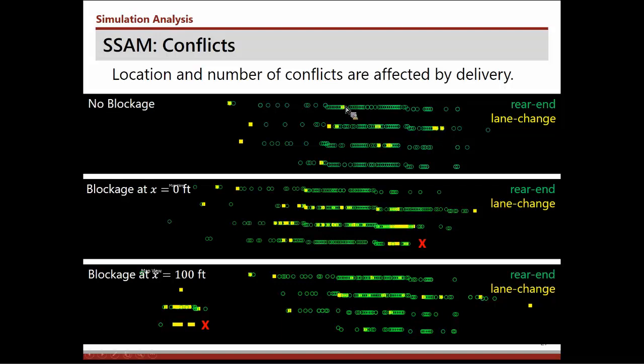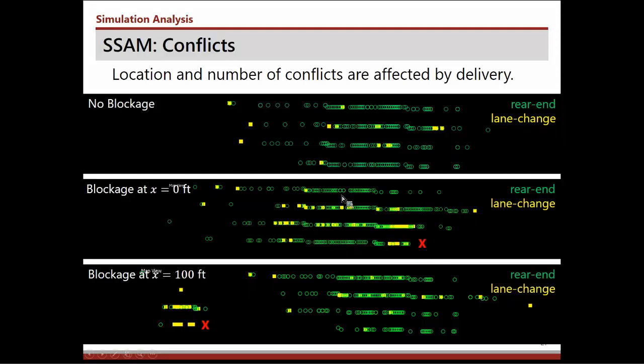And there's some number of lane changing conflicts, right? Those are these yellow squares, and they're scattered around on the link. We filtered only to look at the conflicts on the link where the freight delivery was occurring. So although the software will analyze all the conflicts everywhere on the network, we focused on these particular ones. When the delivery is made at location x equals 0, that's the second diagram here. I marked the approximate location of that delivery with an X.